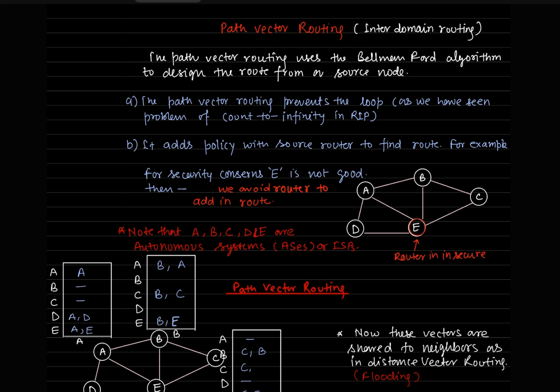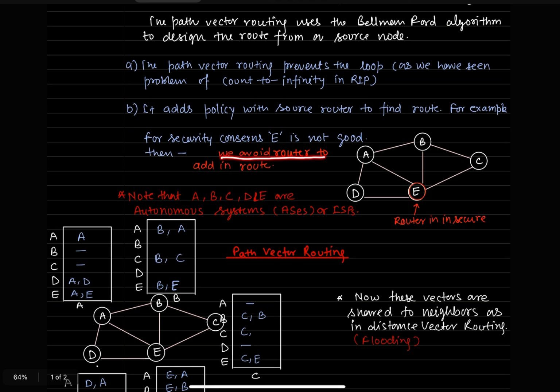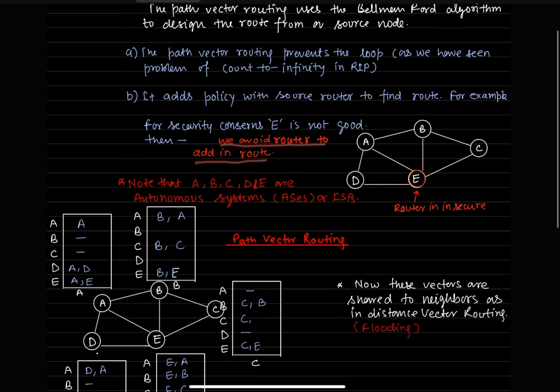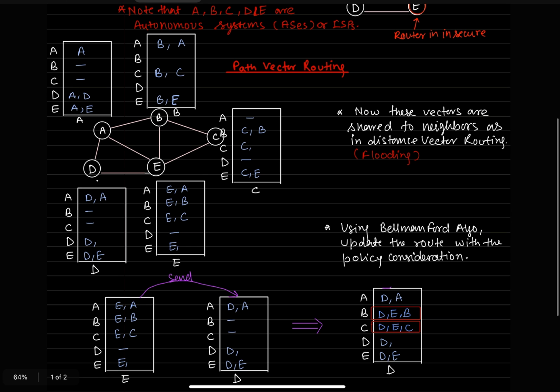So when we send a packet from A to other devices, suppose you want to send a packet from A to C, you do not want the packet to pass through this router E. In that case, you can add policies with path vector routing. So we can avoid certain routers in the route. Let's see how we actually figure out the routes.